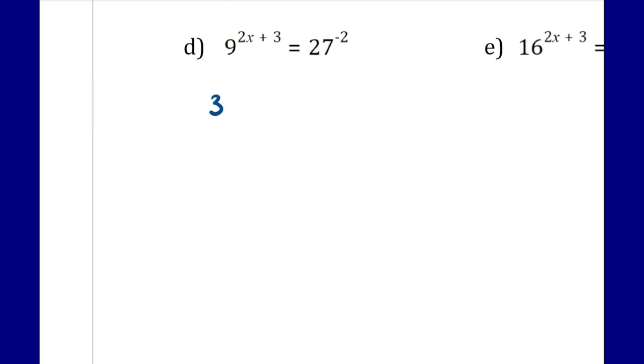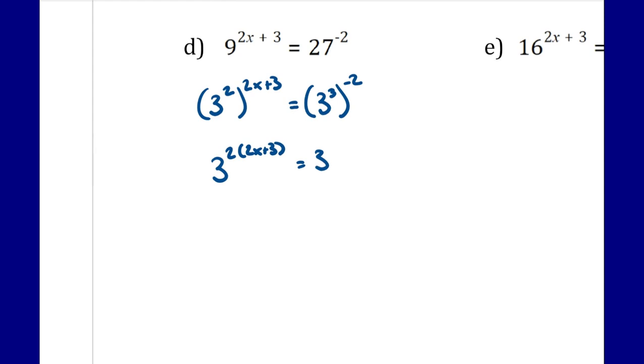They do share a common base of 3, because 3 to the power of 2 is 9. The 2x plus 3 is still there. And 27 can be written as 3 cubed, raised to the power of negative 2. I can use my power laws, because when it's a power to a power, it would be multiplying. So this is the same thing as saying 3 to the power of 2 times 2x plus 3 equals 3 to the power of negative 6.